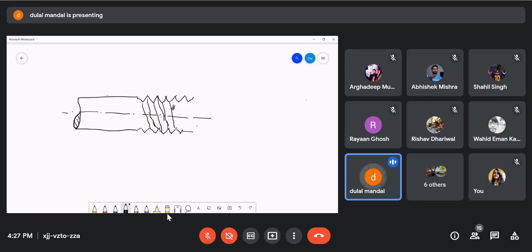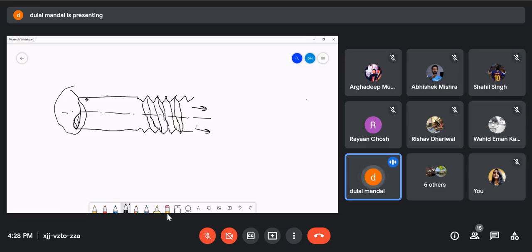So these are the threads. It looks somewhat like this if you draw it in a real picture. And how this has been shown. This side also has a number of threads like this, and this side is the head.